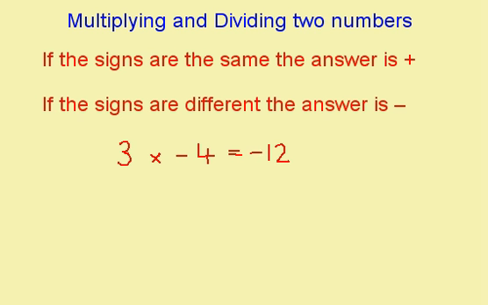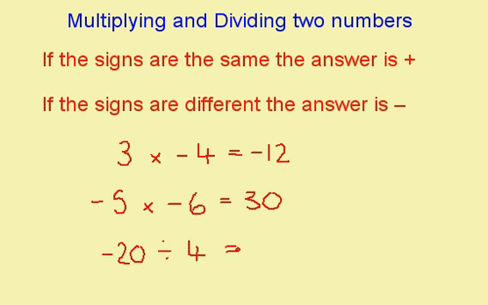Another example. -5 times -6. The signs are the same, so the answer will be plus. 5 sixes are 30, and we don't write the plus. One more example. -20 divided by 4. 20 divided by 4 gives me the answer 5, and now looking at the signs I can see they're different. This one is a minus, this one is a plus that we haven't really written. So my answer is going to be minus.